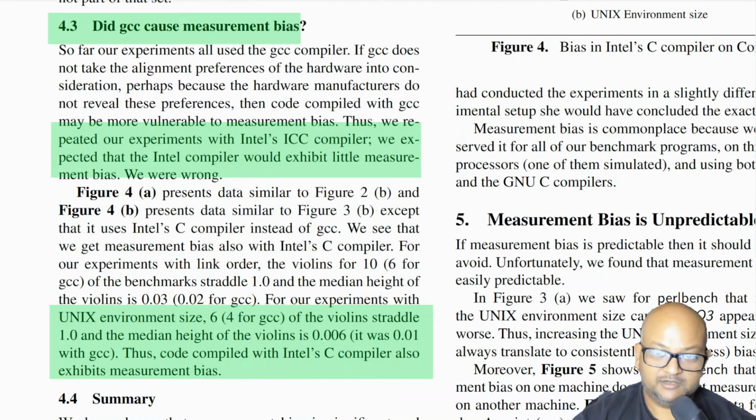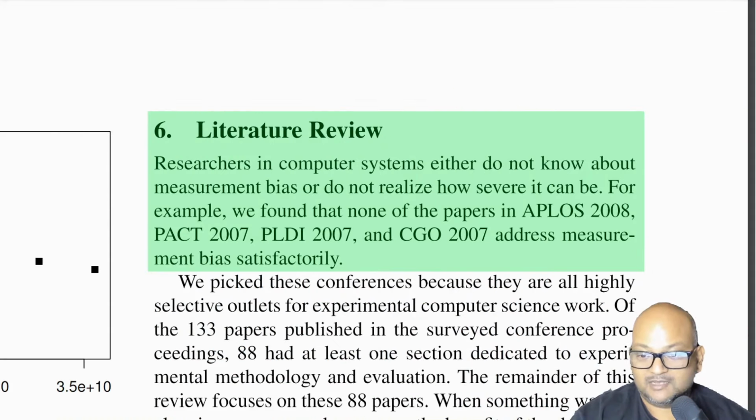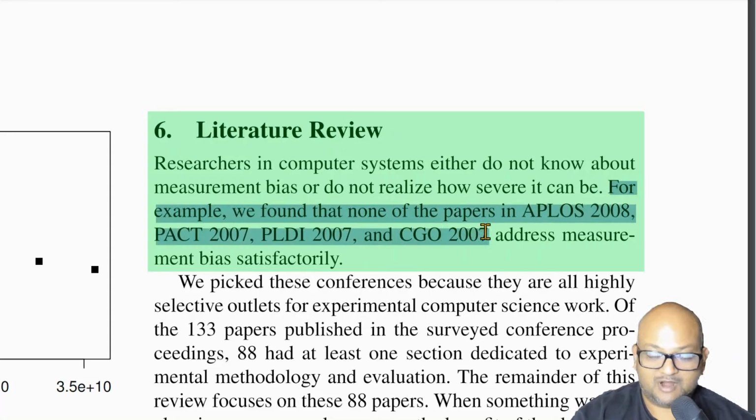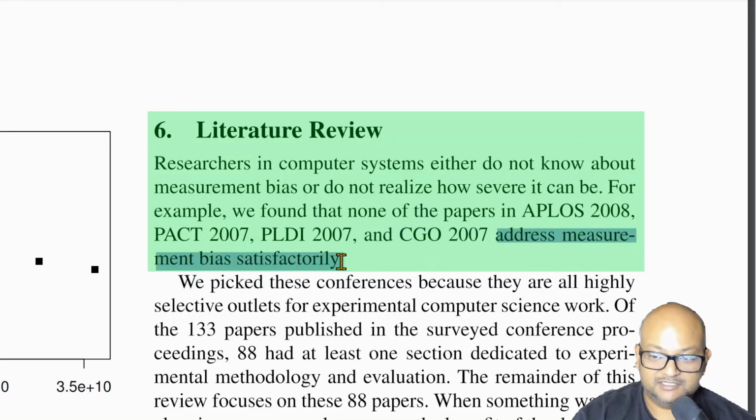The authors actually went one step further to rule out GCC alone as the cause of this measurement bias. They went ahead and repeated the entire experiment with Intel's C compiler and got the same measurement bias. And the authors are trying to highlight how big of a problem this really is for systems research, because in a bunch of recent prominent CS systems conferences, they found that none of the papers addressed this issue properly.